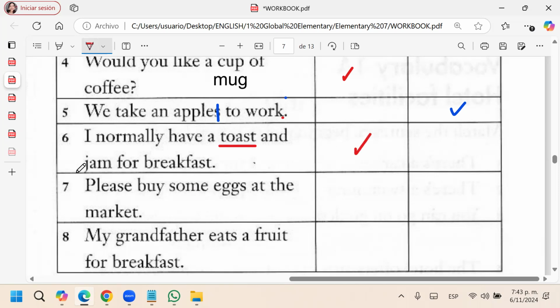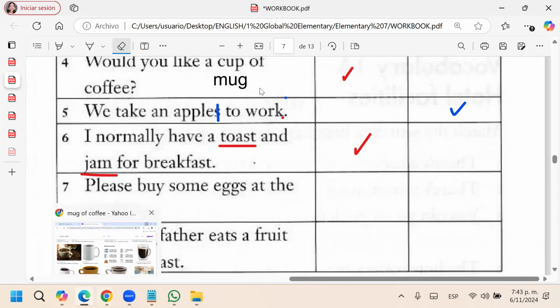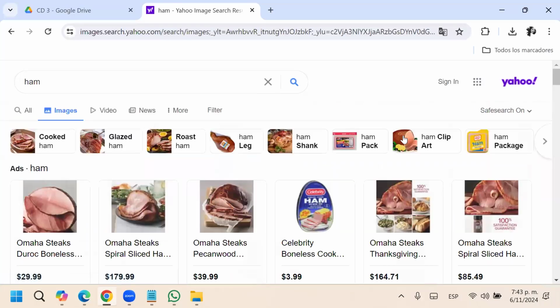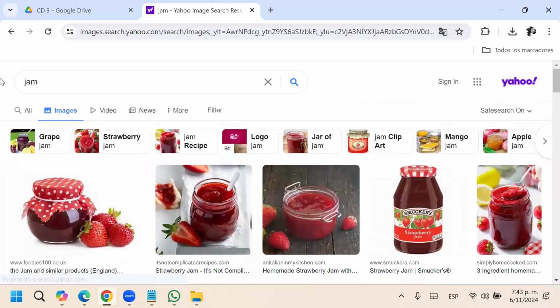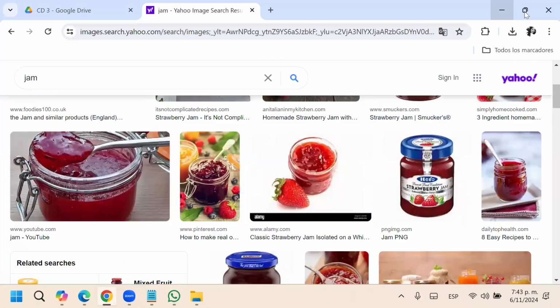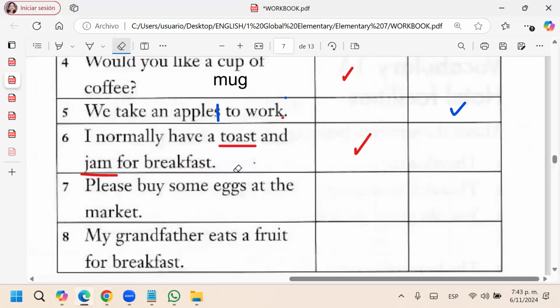I can say jam. Jamón? Mermelada. Jamón is ham. But mermelada also has another one, jelly. Yes, when it's with H like hamburger, that's jamón, ham. When it's with Y, jam, like jelly, like this, jam, mermelada. So yes, a toast and jam, correct.